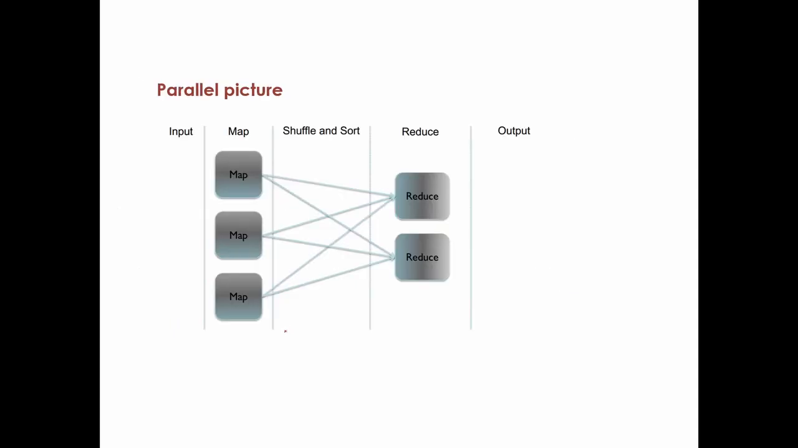So this is basically the parallel picture. You can think of there being the input phase, then the mapper phase where there are many mappers running: mapper 1, mapper 2, mapper 3. Each mapper outputs many records, and depending on their keys, the records may either go to reducer 1 or they may go to reducer 2. This is true for all the mappers, because the requirement is that records with the same key should go to the same reducer. Finally, each reducer processes the data and produces the output.